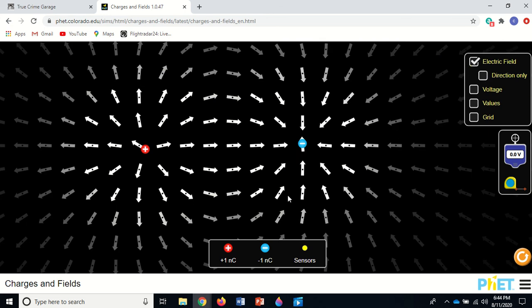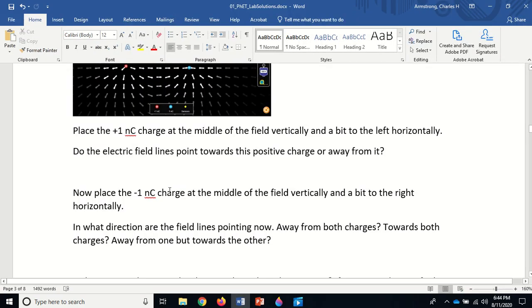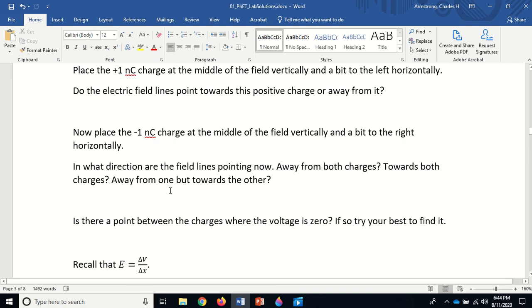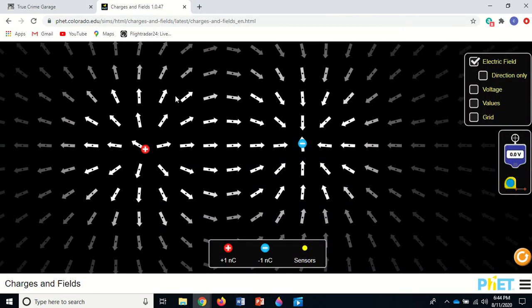So now we've got these two charges. In what direction are the field lines pointing now? Away from the positive and towards the negative charge. That's the direction we've been drawing the electric field.